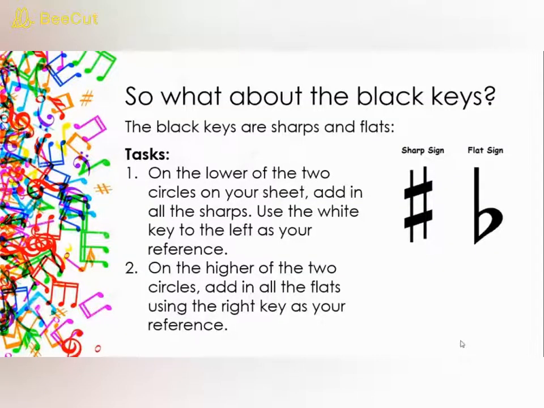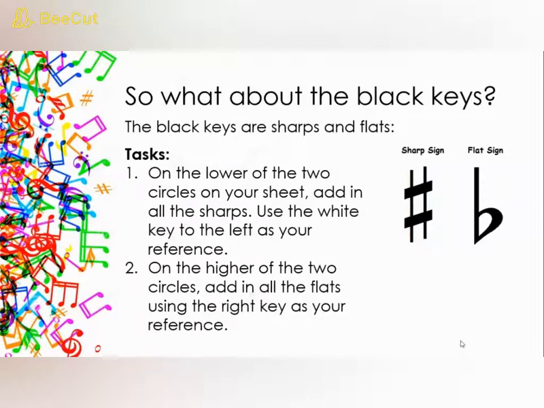So now we know what the black keys are, and we know they have two names, the sharp and the flat sign. You can now add this to your sheet. If you've coloured the black keys in, just write it above the black key, or do an arrow to the black key you are talking about. Each one has two names.